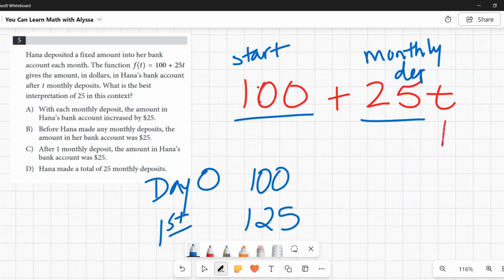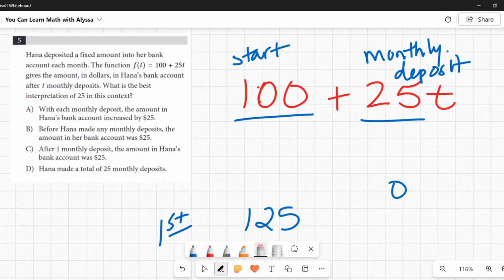She deposited $25. So at the end of that first month, she has 125. And if you plug in 2 for T after 2 months, you're going to get that she had 150. So yes, she's putting in 25 a month. Okay, so that's what we've decided, that 100 is the starting point and 25 is her monthly deposit.